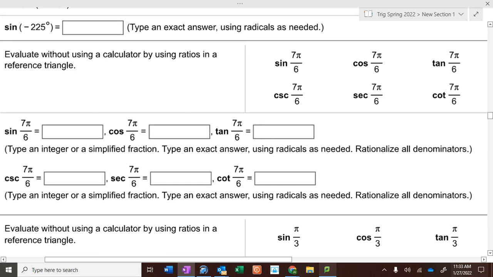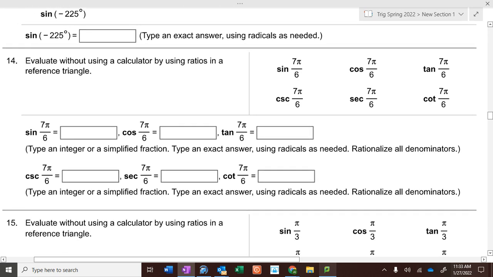This will be a test question. Like number 14 will be a test question, so know how to do it. What is the sine of 7 pi over 6? You can look at your unit circle to figure out the sine of 7 pi over 6. That would be 1/2. What about the cosine of 7 pi over 6? Oh, negative 1/2, sorry. What about the cosine of negative 7 pi over 6?